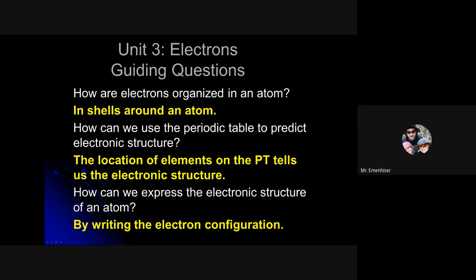So how are electrons organized in an atom? They are in shells in the atom, right? How can we use the periodic table to predict electronic structure? We can look at the location of elements on the periodic table, and it will tell us everything we need to know about electronic structure. How can we express the electronic structure of an atom, or how can we describe how electrons are organized around an atom? We're going to use something called electron configuration. We're going to talk about that today.